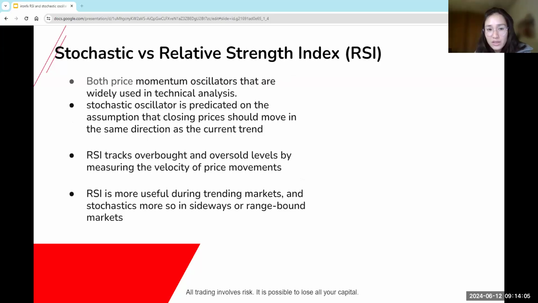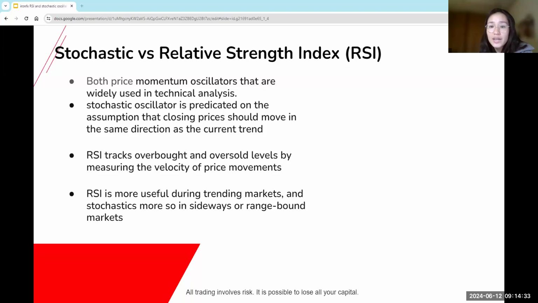Okay, so let's compare the two. They are both price momentum oscillators that are widely used in technical analysis. And while they're often used in tandem, they each have different underlying theories and methods. The stochastic oscillator is predicated on the assumption that closing prices should move in the same direction as the current trend.